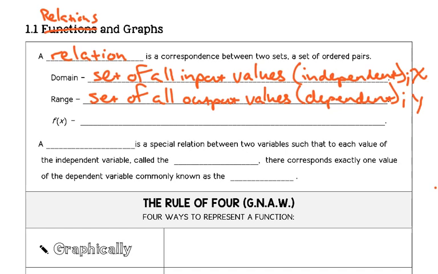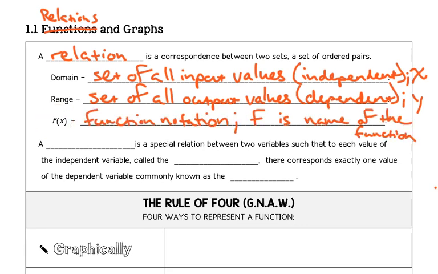Now we'll get into specific types of relations that we'll call functions. And we're going to label our functions using a certain notation called function notation that looks like this. This f is actually the name of the function. It's the label that we can use to keep track of our functions, because you'll see that we'll be dealing with multiple functions at the same time pretty frequently. So you'll see different letters like f, g, h. You could put whatever letter you want there. But most of the time we'll see f, because f stands for function.